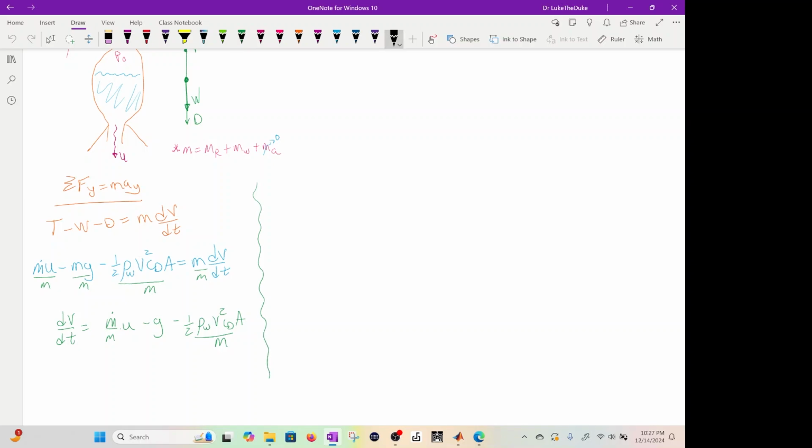And if we do the ascent up to the apex, it'll slow down and reach a velocity of 0 before it starts falling down. It's the same free body diagram, but with no thrust. So minus mg minus 1/2 rho_w v squared Cd A equals m dv/dt. So we get dv/dt equals minus g minus 1/2 rho_w v squared CdA over the mass. So this is ascent. Let's look at descent.